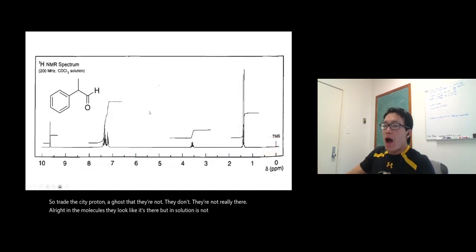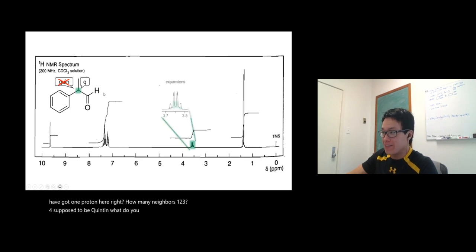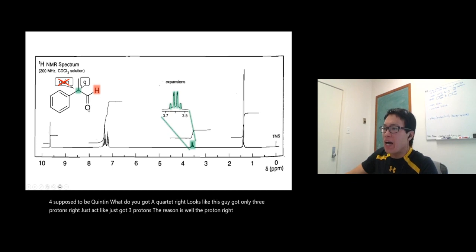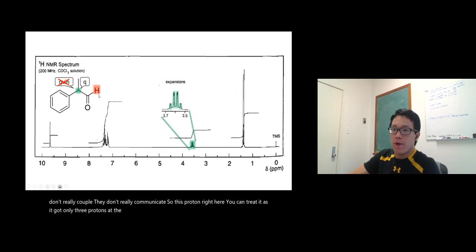Now one more: aldehyde and carboxylic acid. Start with this proton. How many neighbors does it have? Got one proton here, right? How many neighbors? 1, 2, 3, 4. Supposed to be a quintet. What do you got? You got a quartet, right? Looks like this one got only 3 protons. The reason is, the proton right here doesn't really couple. They don't really communicate. So you can treat this proton as if it got only 3 protons at the top.